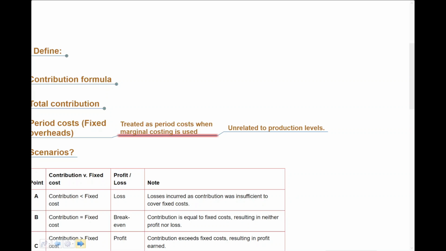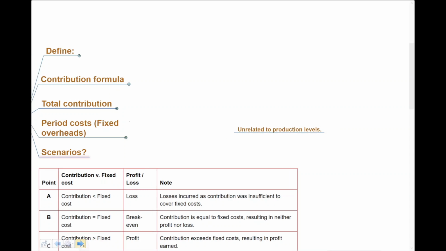Now, what exactly do we mean by that? Well, we mean a period. We mean 1 month. We mean 1 quarter. We mean 1 year. We, broadly speaking, expense those fixed costs in that period. They don't get carried over in any way, and they're not related to production levels. I can produce 50, 5,000, 1 million. At the end of the day, those period costs or those fixed overheads are charged to that month. They're charged to that quarter. They're charged to that year.